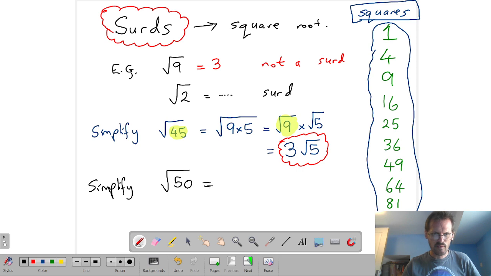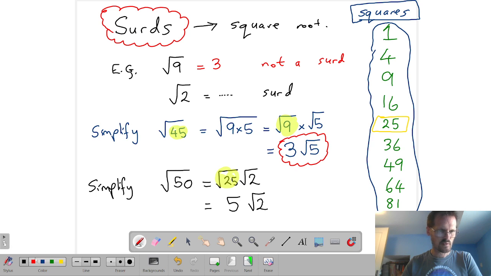Now, 50 we know is 5 times 10, but they're not in the list. We also know it's 25 times 2. So we can split the root 50 into root 25, root 2. And then, of course, we know that the square root of 25 is just 5. So that can become 5 root 2. So we've simplified root 50 into just 5 root 2.